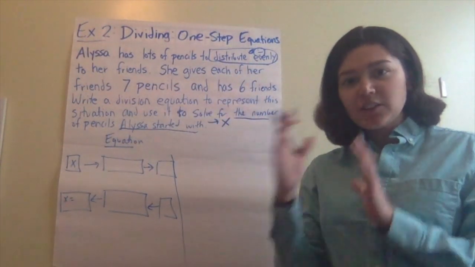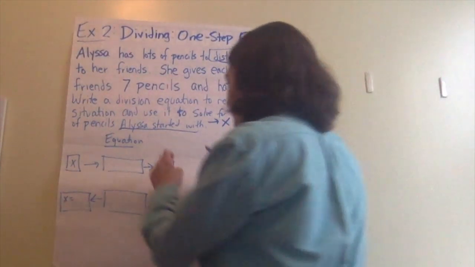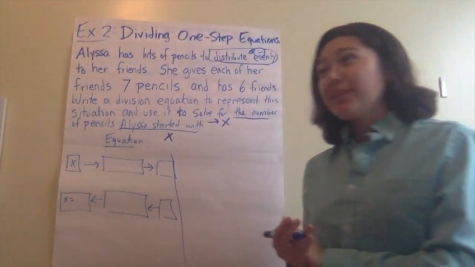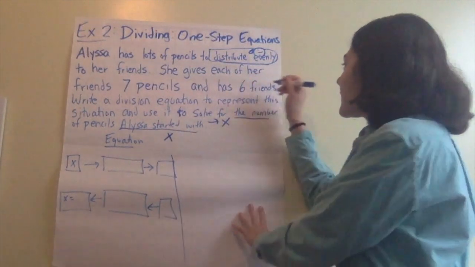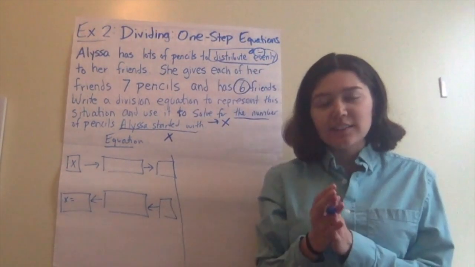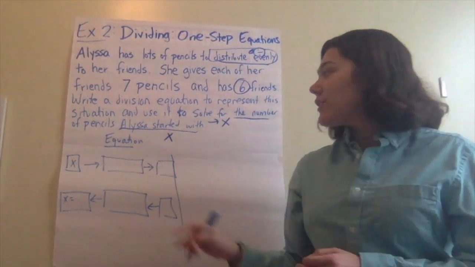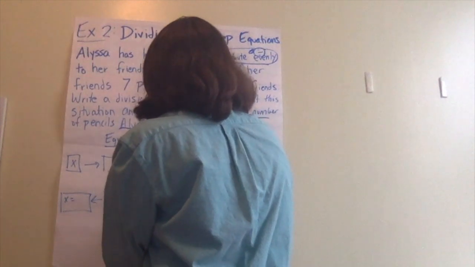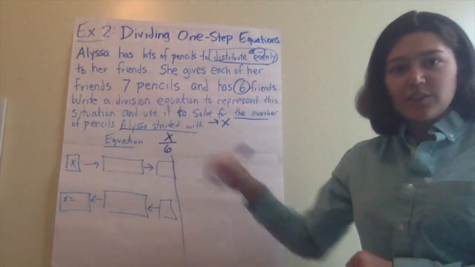Alright, so we've got to figure out the order for that. If I have a certain number of pencils, that's what I'm going to start with, x. And then I'm dividing it into 6 groups. If I have 6 friends, I'm dividing that amount of pencils into 6 different groups. So that's what I'm going to divide. I'm going to do x, the number of pencils that I started with, divided by 6, which I'll normally write as a fraction. That's how you'll see it.